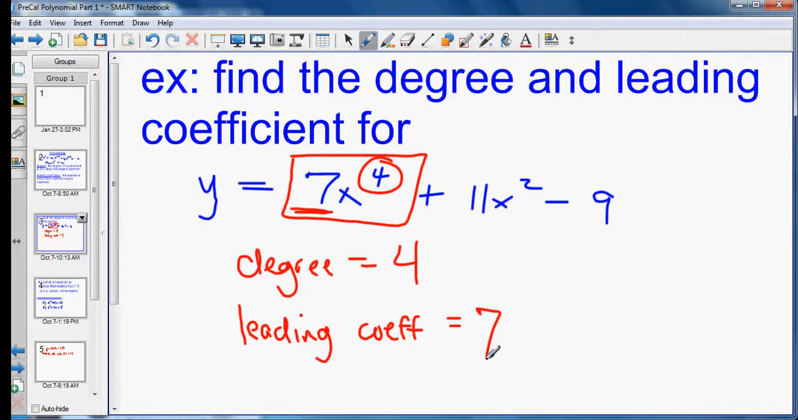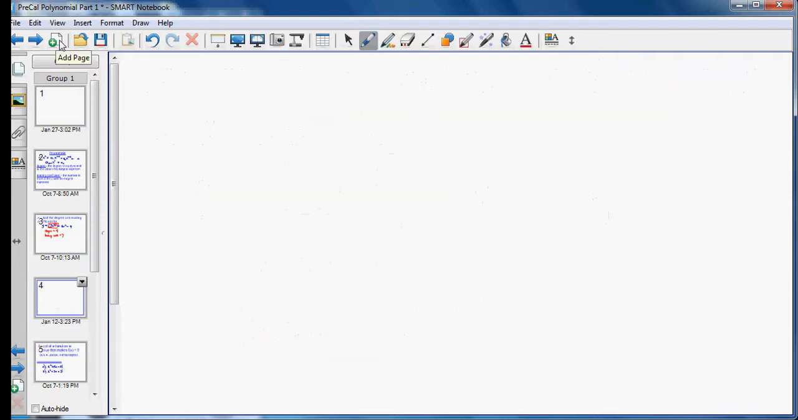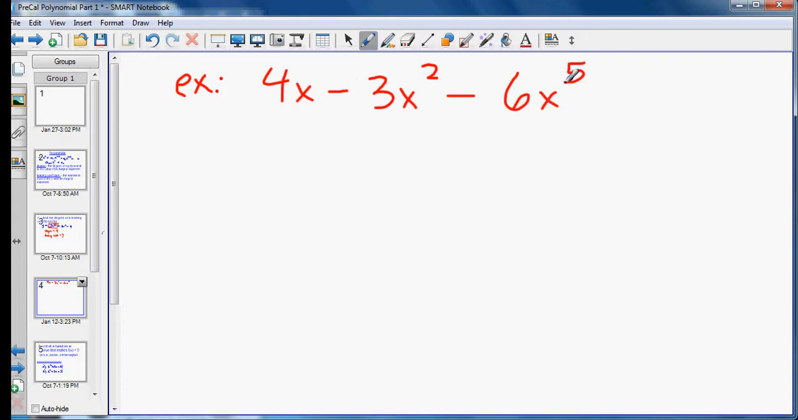Let's say our equation was 4x minus 3x squared minus 6x to the 5th. So here's where you see what I tried to warn you about in that first slide. It's tempting for us to look for the degree, or especially the leading coefficient, and just focus on this first term, especially when we see the word leading. But that's not it. That doesn't give us either one. Our job is to look for the biggest exponent. So the biggest exponent is right here. It's x raised to the 5th power. So the degree is 5 for this polynomial.